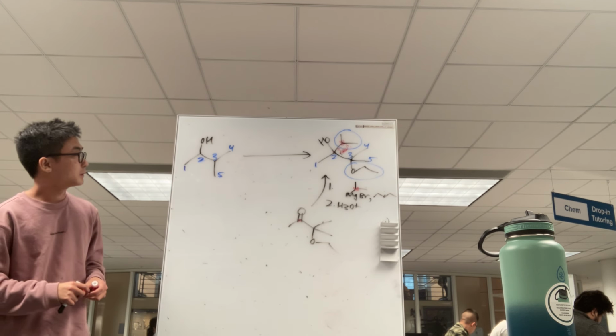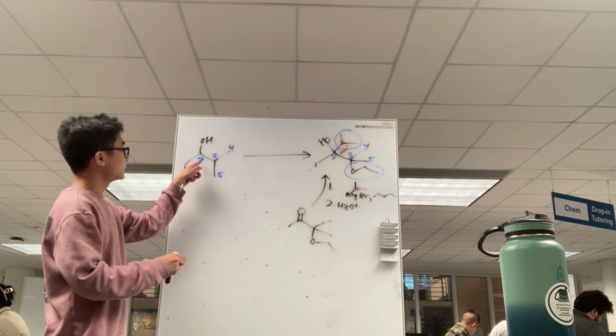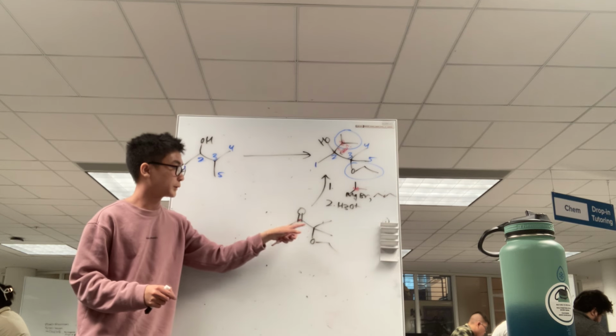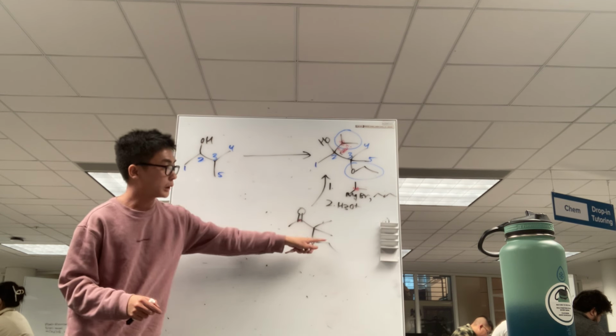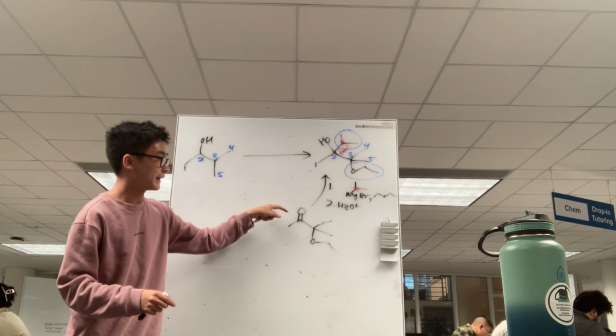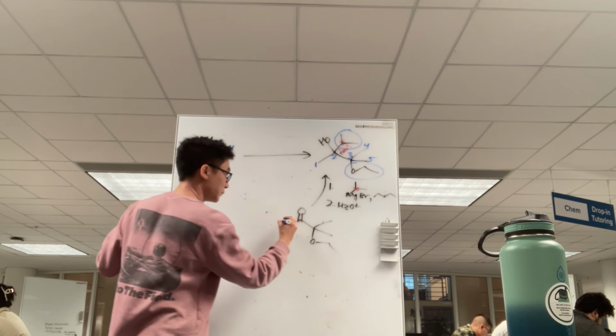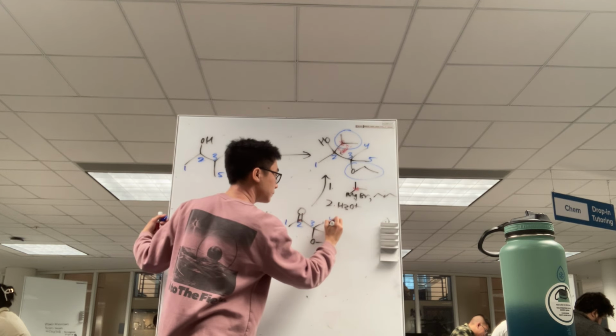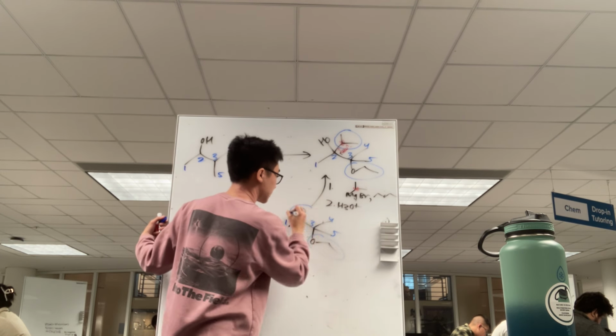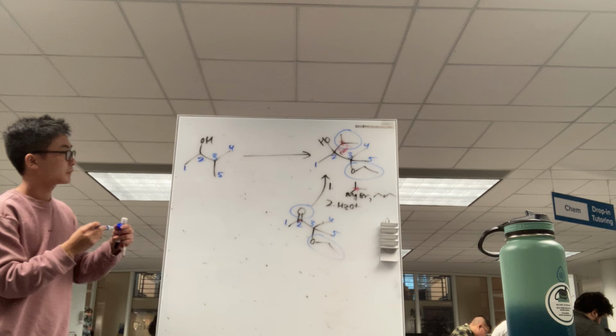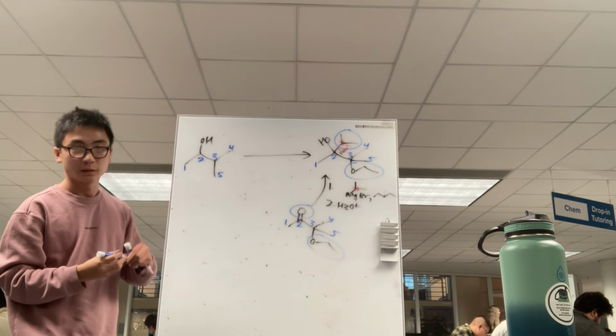Now, we see there's 1, 2, 3, 4, 5 structures. There's the fifth structure right here. We see an OR group here and a carbonyl right here. Right. So let's say this is the fifth. We have this OR group and this carbonyl here.